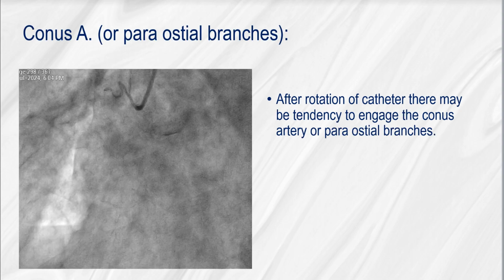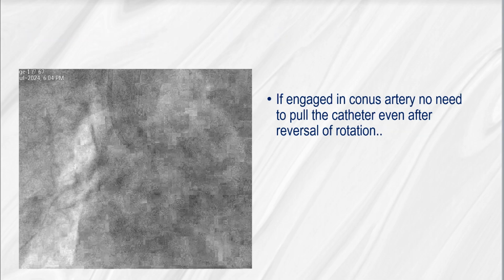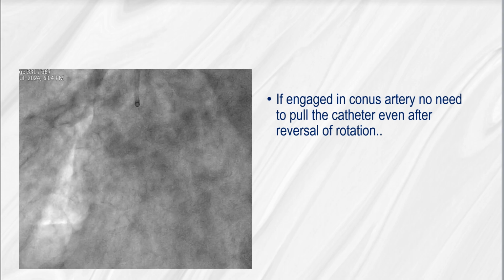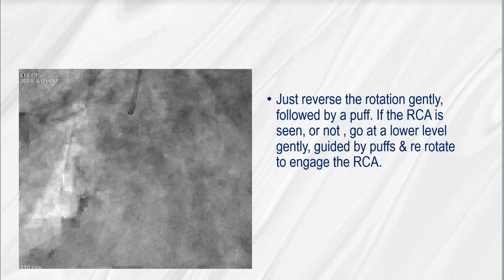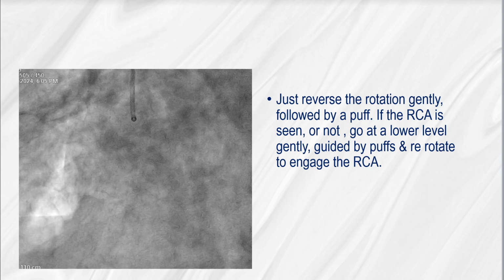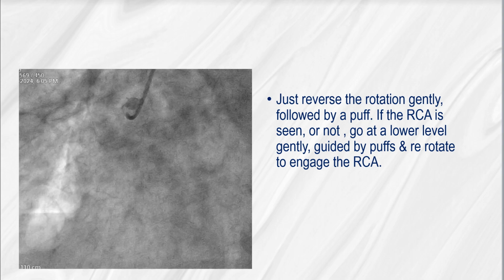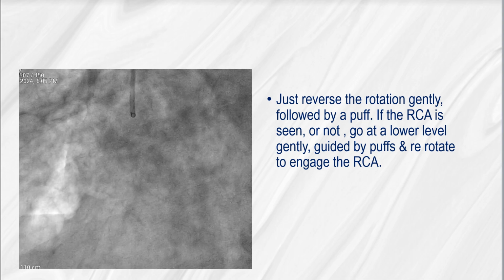After rotation, there may be a tendency to engage the conus artery or paraosteal branches. If engaged in the conus artery, there is no need to pull the catheter, even after reversal of rotation. Just reverse the rotation gently, followed by a puff. Whether the RCA is seen or not, go to a lower level, gently, guided by puffs, and re-rotate to engage the RCA.